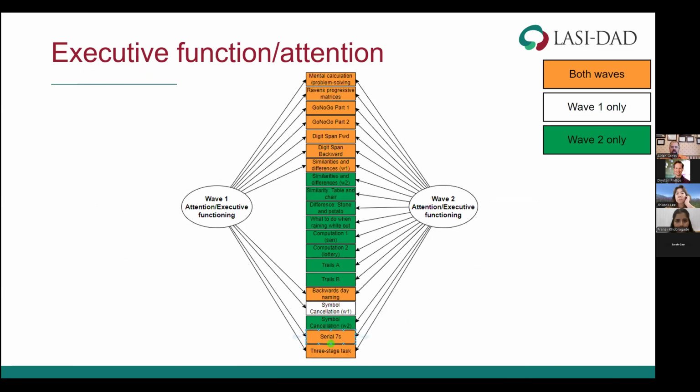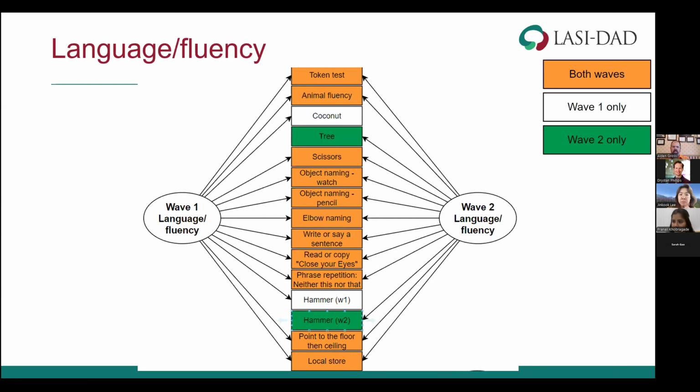For executive functioning, there were a lot of new tests in green here that were added in wave two that were not present in wave one. This is really a reflection, as Pranali just mentioned, that we realized in wave one that we really wanted to have more tests of executive functioning and problem solving ability. And so we added questions around similarities and differences, as well as set shifting ability in the form of the trail making test.